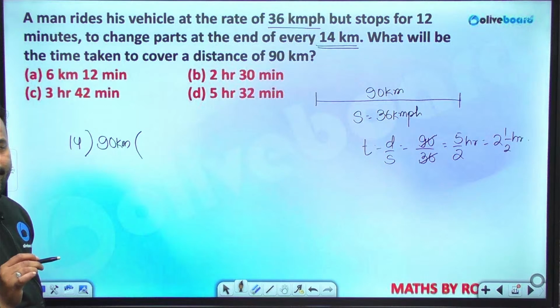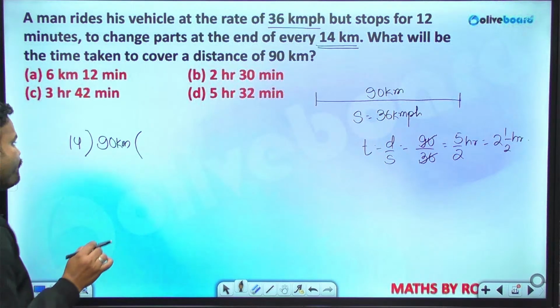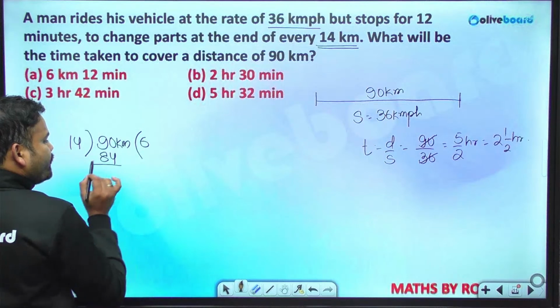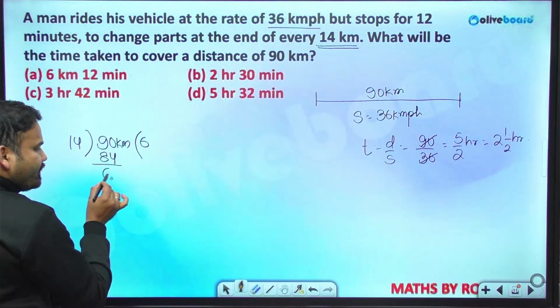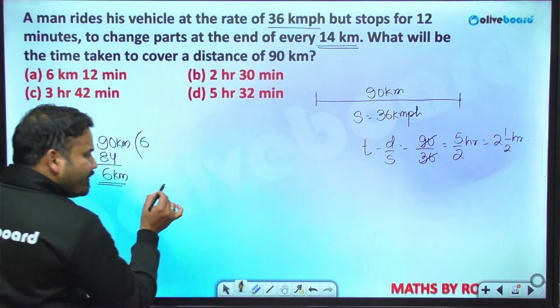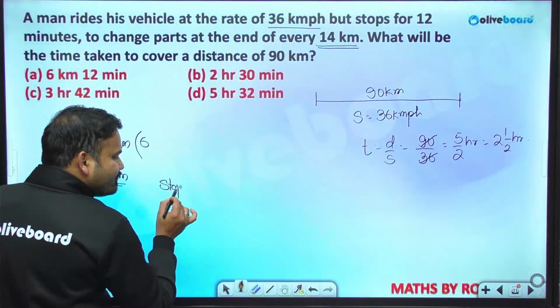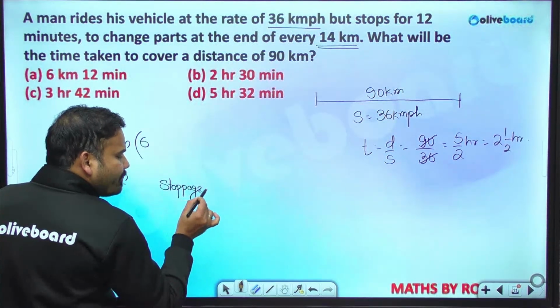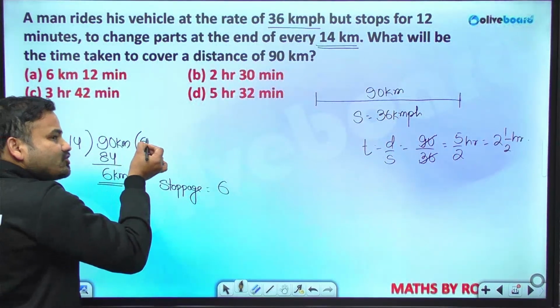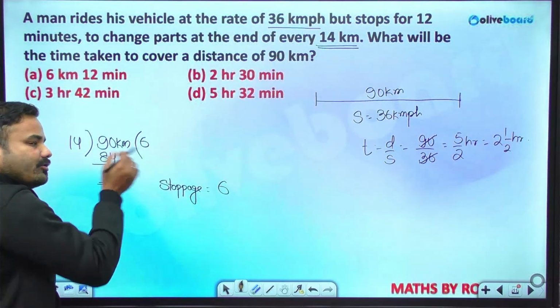Clear? So 14 times 6 is 84. What is left out? That is 6 km distance is left out. So how many complete stoppages are there? Complete stoppages are 6. Because on the 6th stoppage, he still needs to go 6 km.